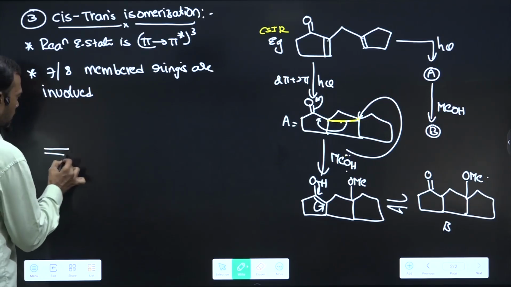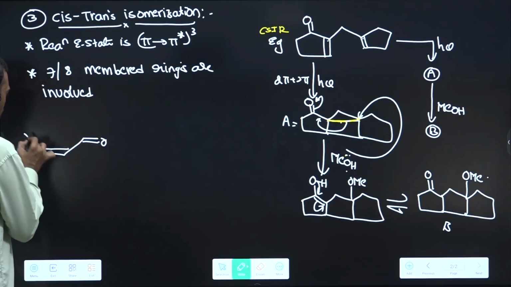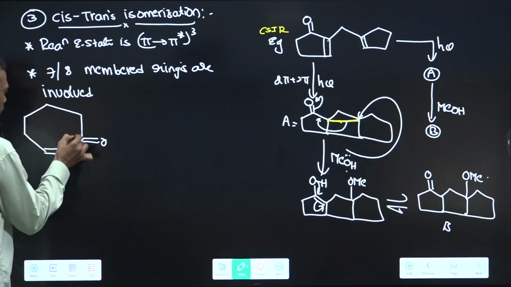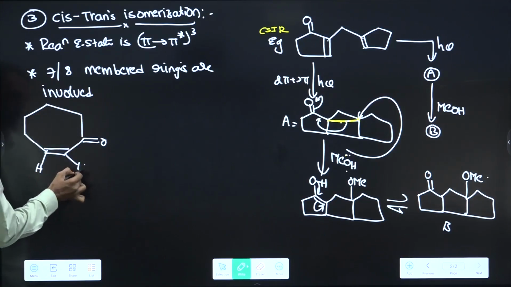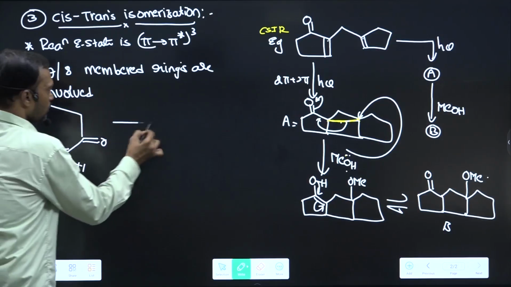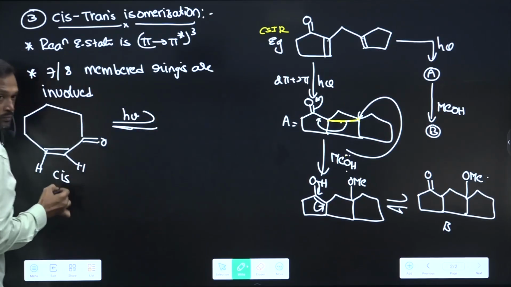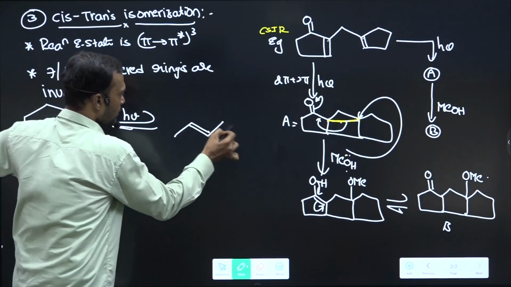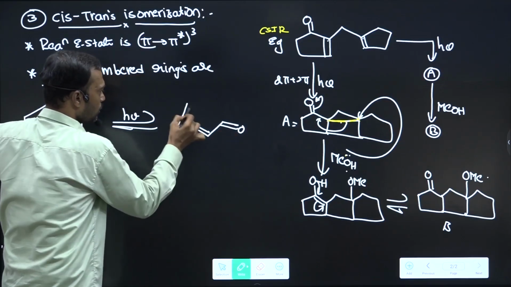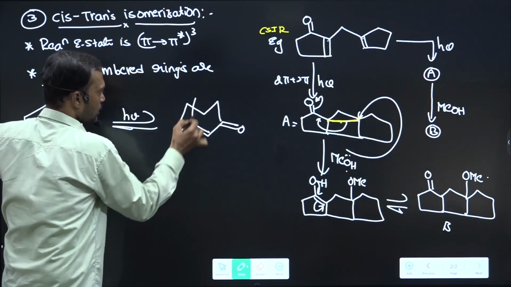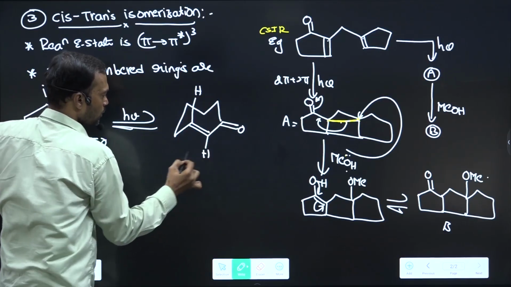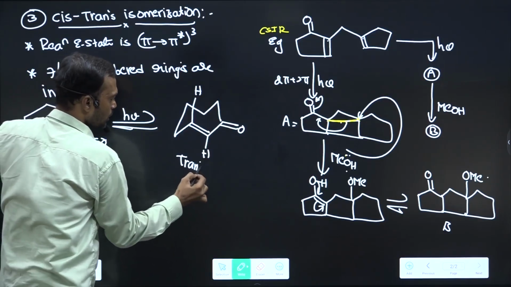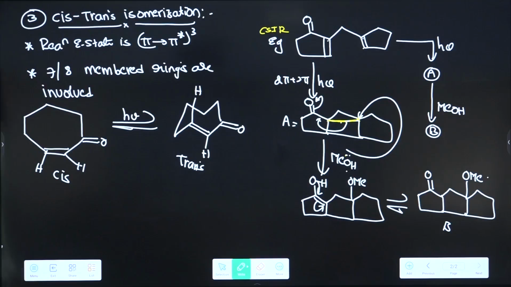See, this is a double bond. Here 1, 2, 3. So is it a cis isomer or trans isomer? It is a cis isomer. Photochemical, if you irradiate, then what happens? See, you will get a trans isomer, double bond. So here it is 1, 2, 3, you will get this one. See, one hydrogen is above, other hydrogen is below. Then what is this? Trans isomer. Photochemically we can convert cis-trans isomers.